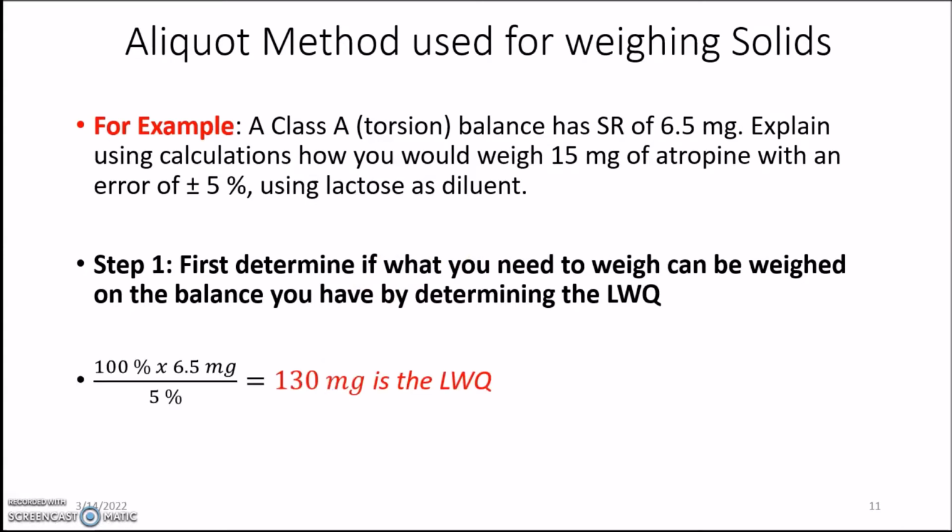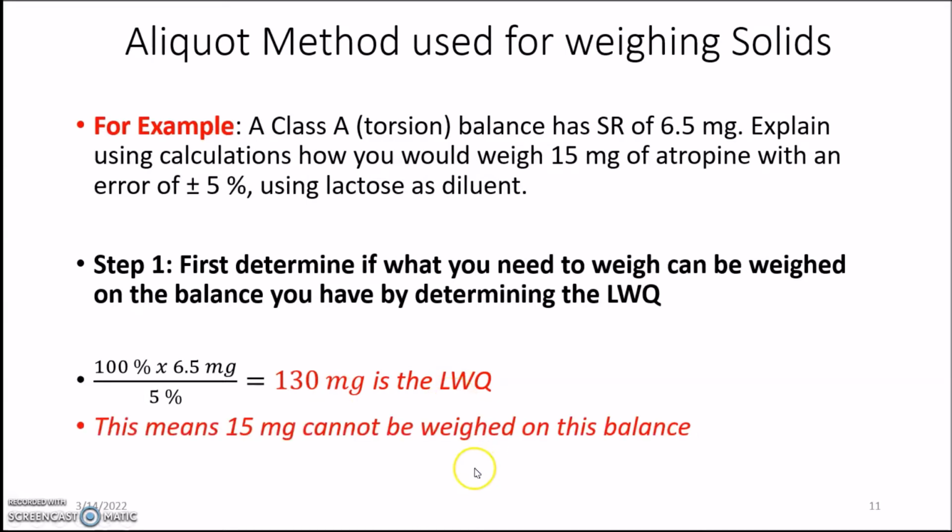So using the sensitivity requirement and the percentage error, we are able to determine the least weighable quantity, which is calculated to be 130 milligrams. So this clearly means that the 15 milligrams of atropine that we are trying to weigh cannot be weighed. So how are we doing?